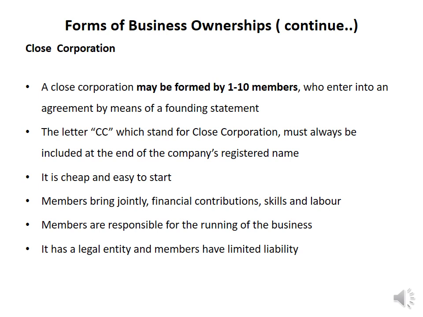Close corporation. A close corporation may be formed by 1 to 10 members who enter into an agreement by means of a founding statement. At the end of the name of the closed corporation, there must be the letters CC included at the end of the company's registered name. It is cheap and easy to start the closed corporation.